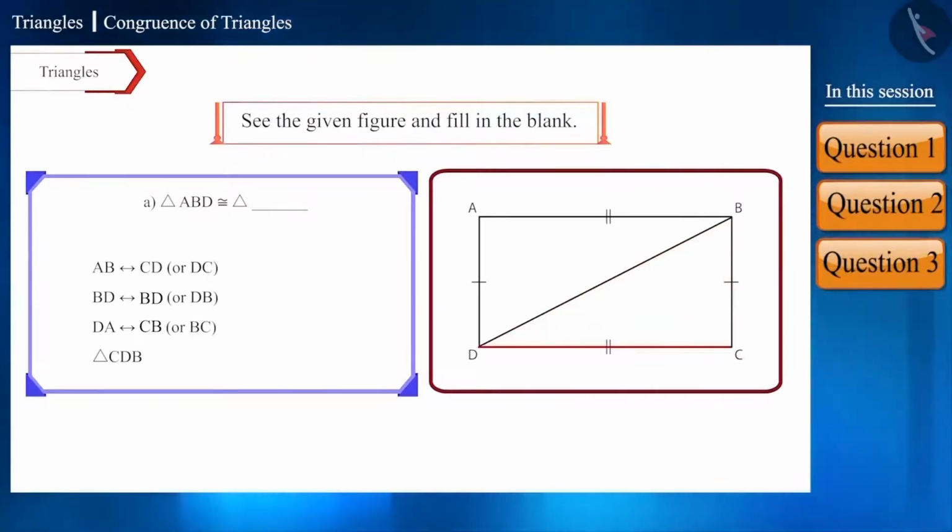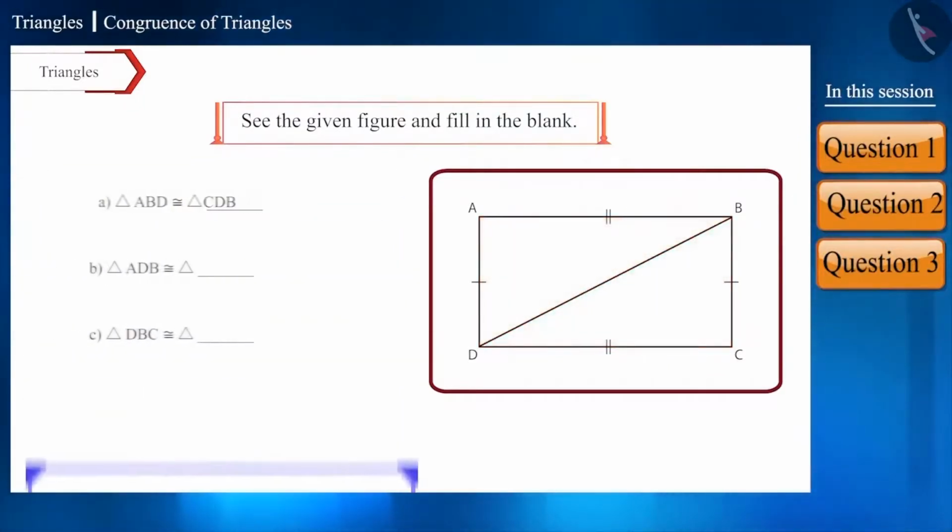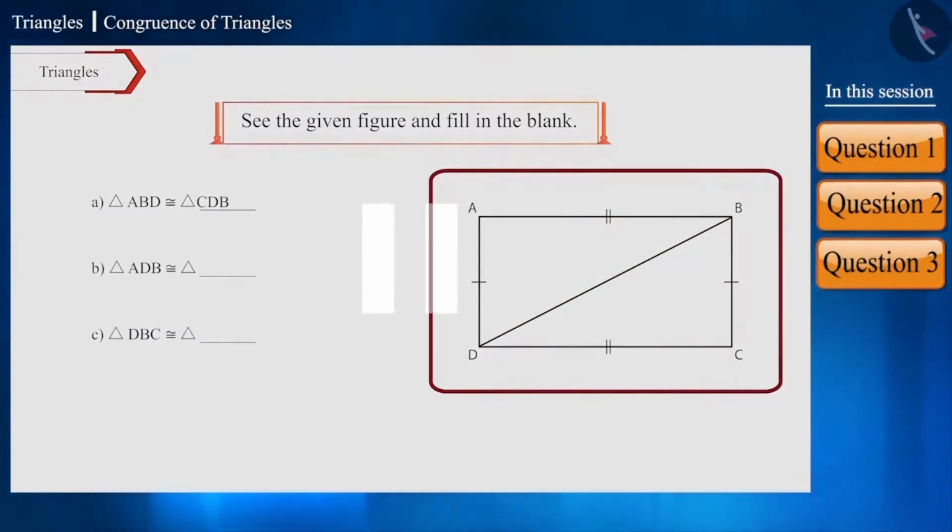Friends, if we start with DC, then the next side should start with C, while the next side here is BD or DB. That is why we started from CD rather than DC and said that triangle CDB will be congruent to triangle ABD. We hope that you have understood this concept well now. So pause the video and try to get the correct answer to both the remaining options. Here are their correct answers: triangle CBD and triangle BDA respectively.